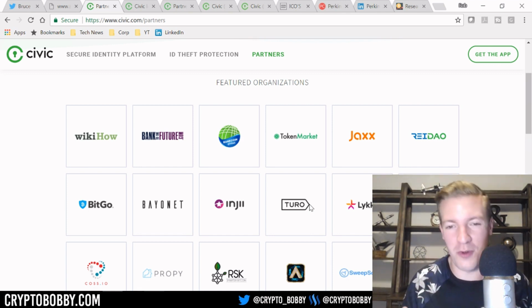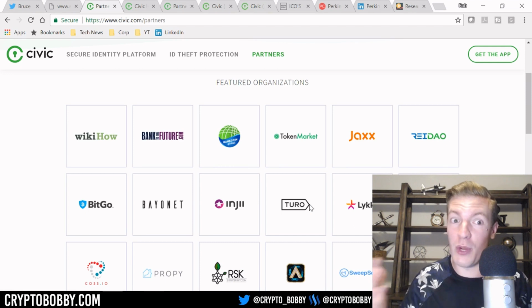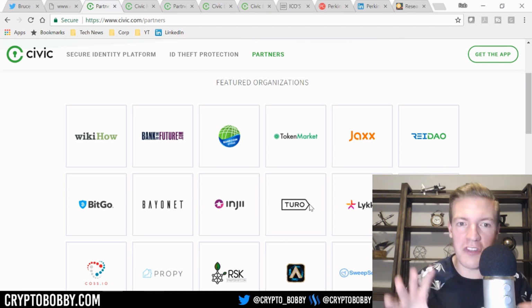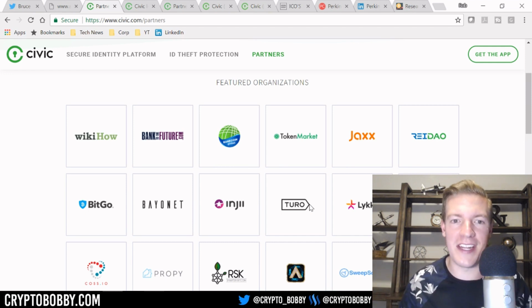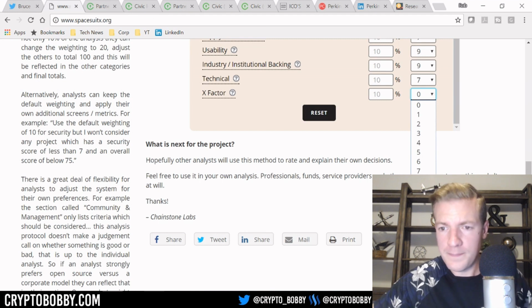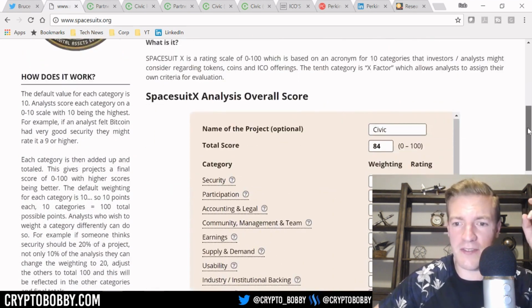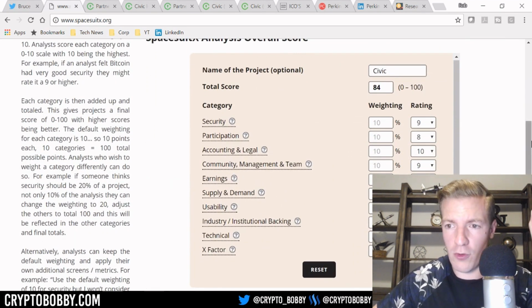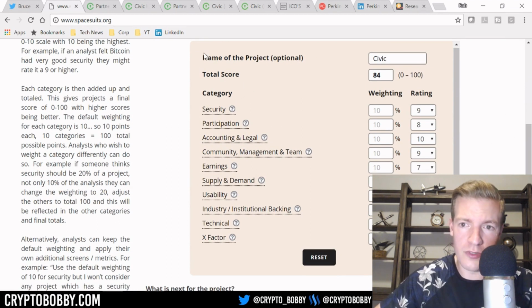I like to focus on crypto, but right now there's a big world outside of that. If Civic can really truly expand to that secure identity platform, that's a massive X factor, and that's a big opportunity. So with that being said, I would give Civic a 9 on the X factor perspective. And if we're looking at this right now, overall, that would give Civic an 84 out of 100.